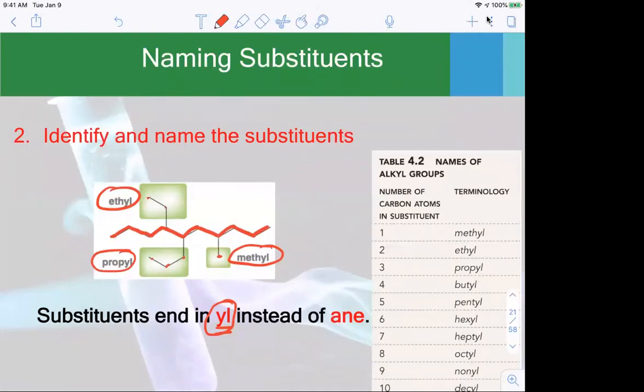And it's 1, 2, 3, 4, 5, 6, 7, 8, 9, 10. So this is going to be a decane derivative. And I'm going to have to name and locate each one of these 3 substituents to get the valid name.